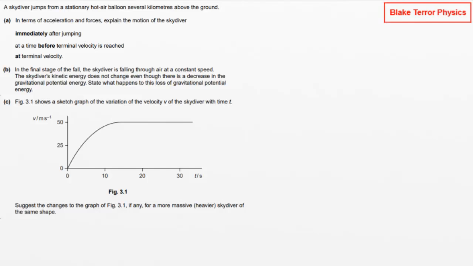Hello, here we are diving into another batch of forces questions. We got the usual skydiver starter again, so we'll make this one pretty quick because this comes up quite a lot, but it's nice to keep going over it to get it cemented in your mind.